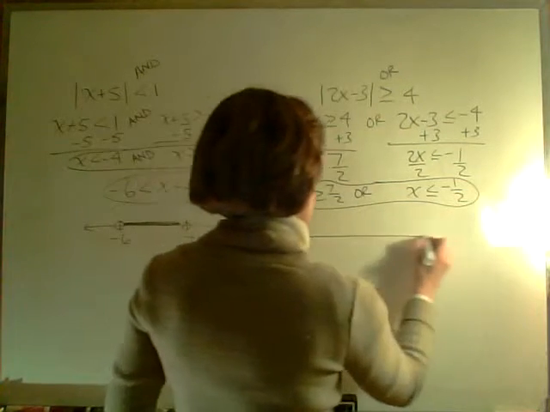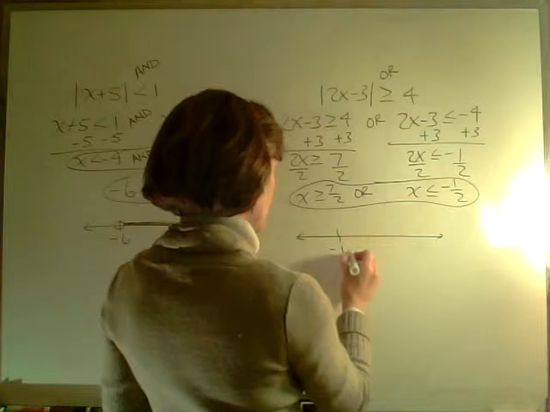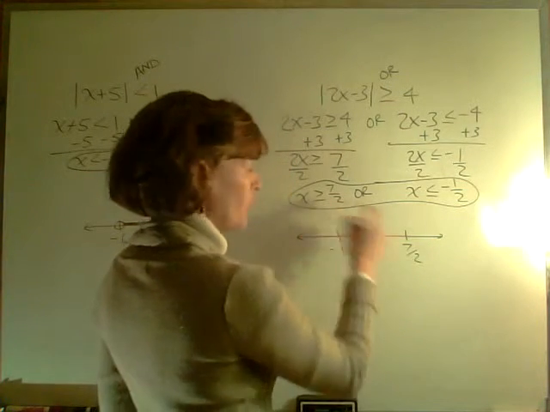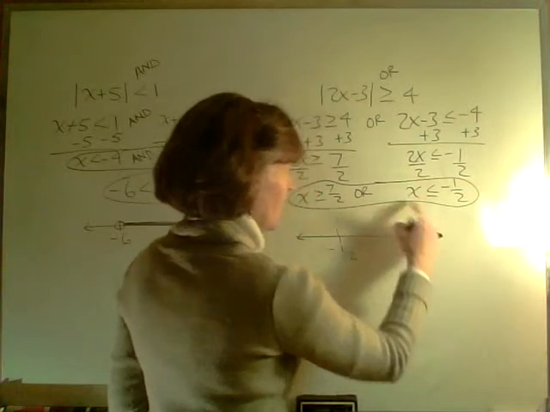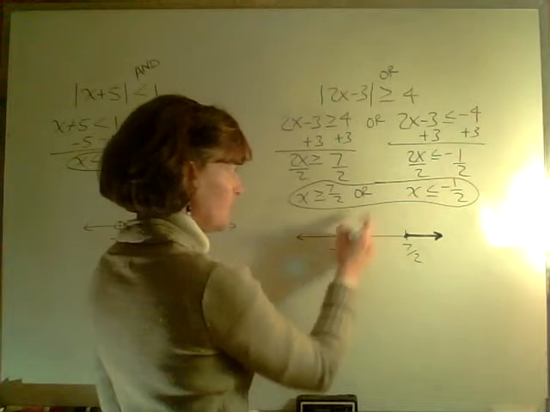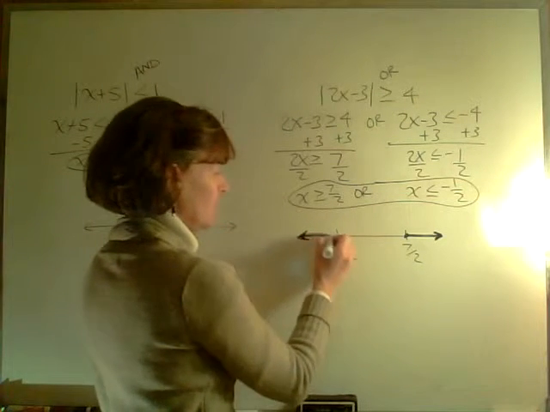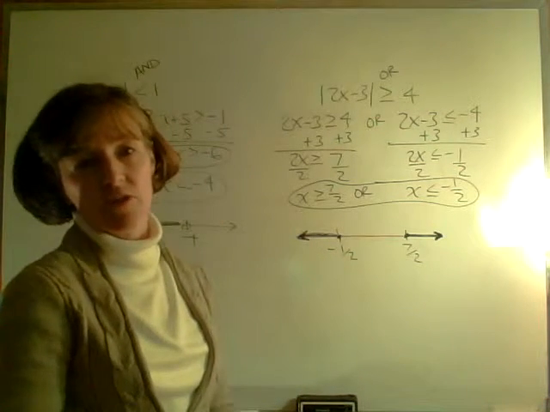So if I graph this, then I have something that looks like this. Negative 1/2, 7/2, all right? X is greater than or equal to 7/2, well, that's this part of the number line. X is less than or equal to negative 1/2, and that's these numbers over here. And sure enough, you know, that's what an or graph with an absolute value looks like.